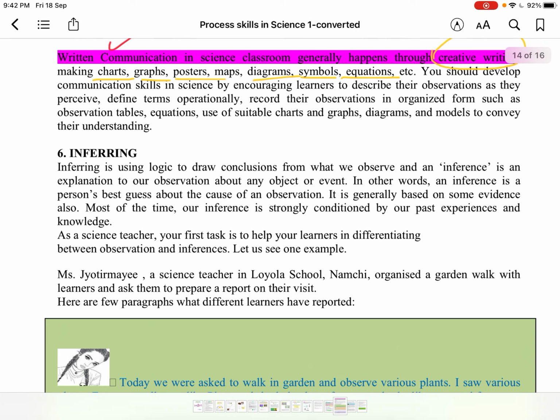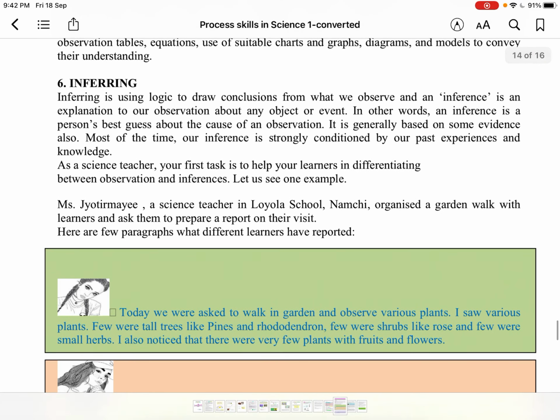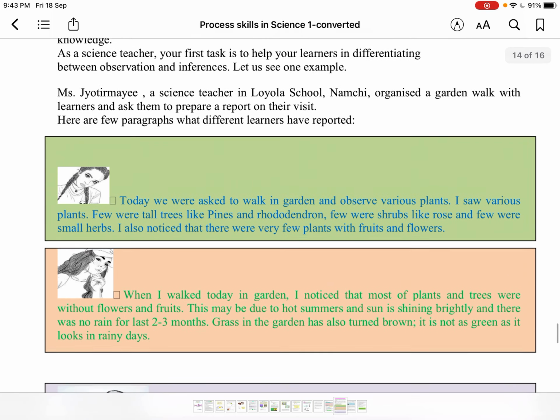But like this, we cannot say in science learning. So here, the concrete procedure of inferring also is to be learned. So this inferring skill we can understand in a better way. As a science teacher, you can first give some task to the students in differentiating between observation and inferences. So let us see some examples.